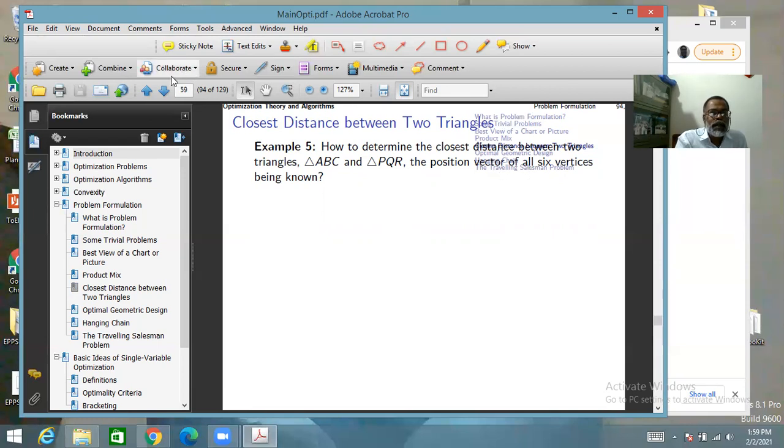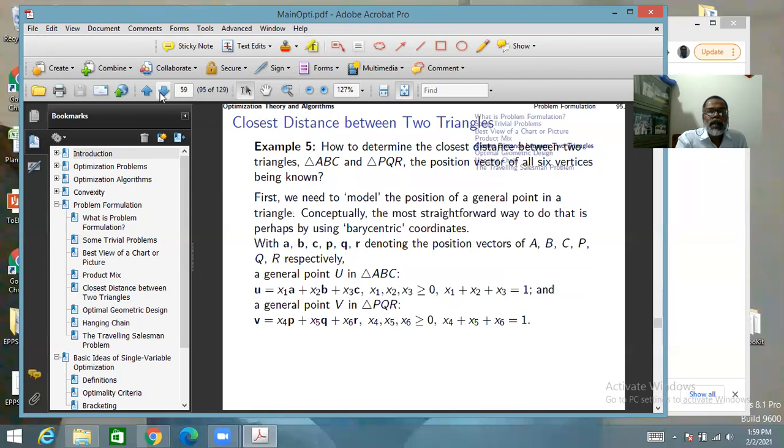So first we need to model the position of a general point in a triangle. In a triangle, there are infinite points. How to address each one of them? By coordinates. There are many ways to do it. One very straightforward way to do it is using the so-called barycentric coordinates.